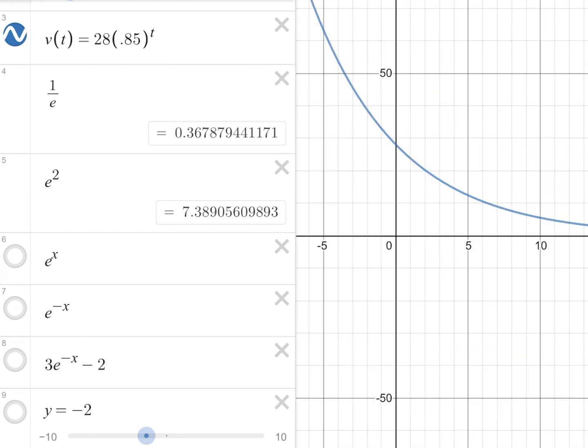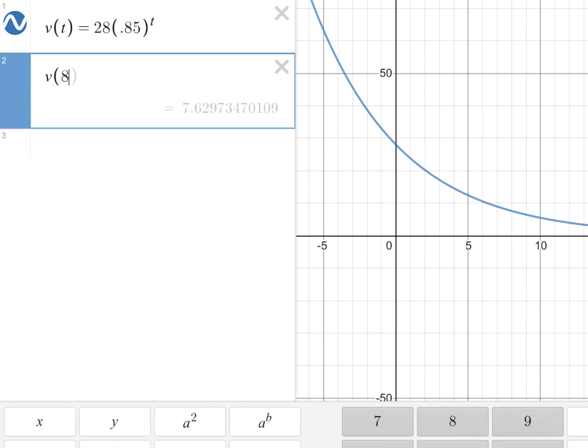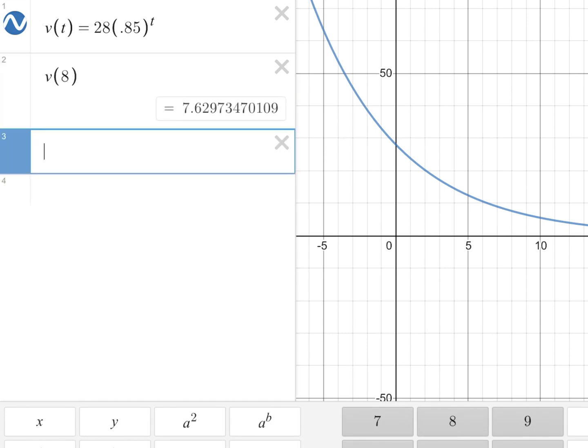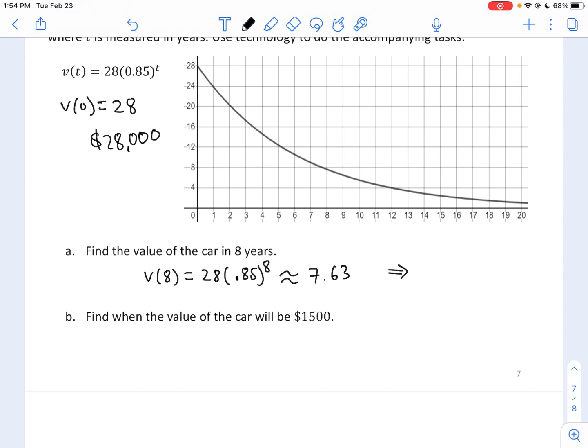And if you want to know v of 8, then you could just say, hey, what's v of 8? So this is one way to have Desmos do that for you. Another is to put a vertical line in here at x equals 8 and just see where it intersects the graph. Either way is a good way to get this y-coordinate. So at the 8-year mark, the value of the car is now at 7.63. Remember, that's in thousands of dollars. We know that that corresponds to a value of $7,630.